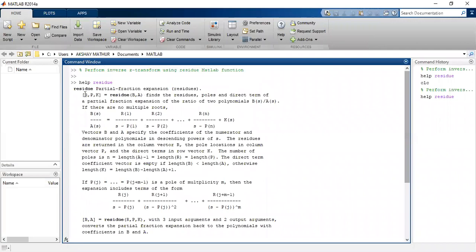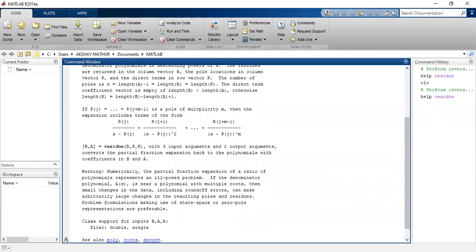Basically, what is residue? Residue is the partial fraction expansion. Suppose we are given polynomials b and a. With the help of the residue function, we break it into r, p, and k. R is the residue, p is the poles, and k is the constant coefficient. We can use it when k is a constant, with repeated poles, as well as with imaginary poles. So let us see how we use this.